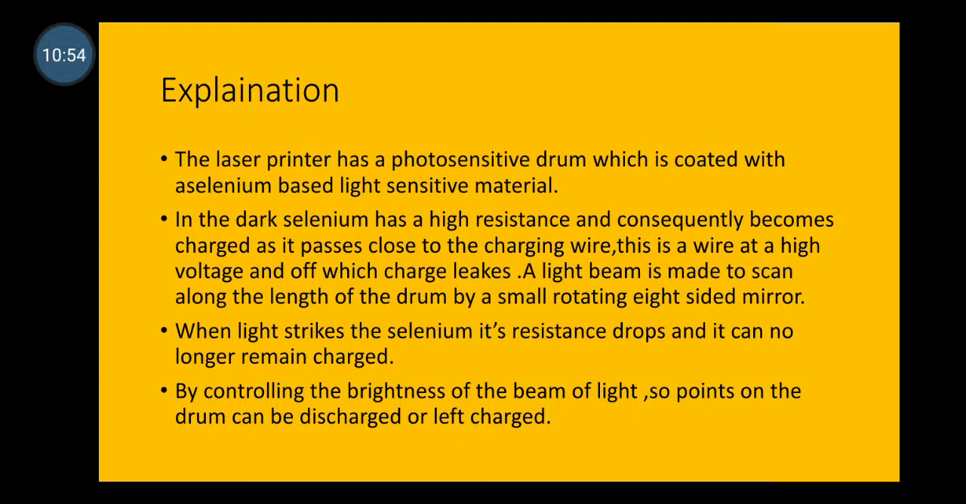A light beam is made to scan along the length of the drum by a small rotating eight-sided mirror. When light strikes the selenium, its resistance drops and it can no longer remain charged. By controlling the brightness of the beam of light, points on the drum can be discharged or left charged.